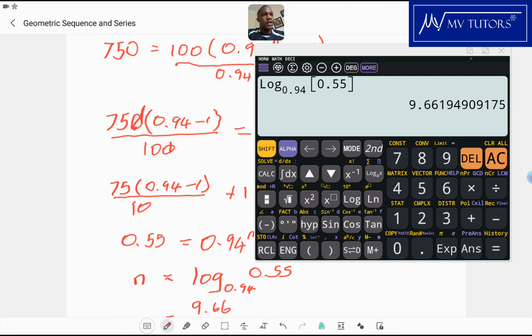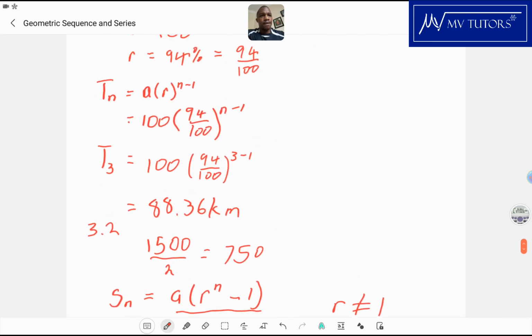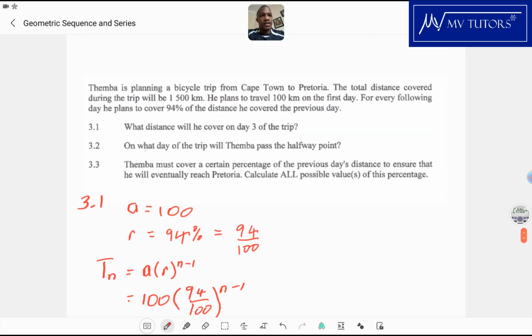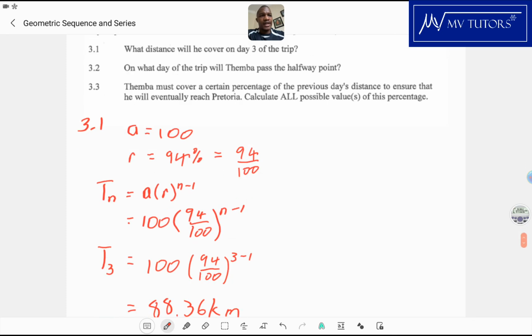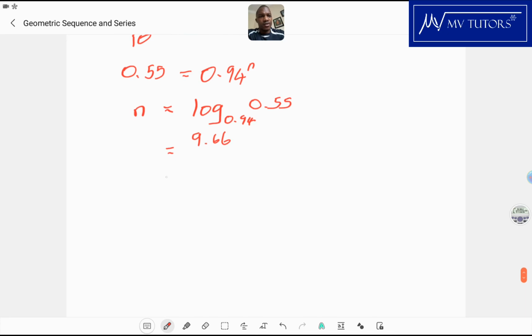So we get n is equal to 9.66. Now let's get the units. We're talking about days. You can never have 9.66 days. That's not possible. Days have to be whole numbers. So that's really approximately 10 days, because if you round 9.66 up, it becomes 10. So we get 10 days. Okay, let's go to 3.3.